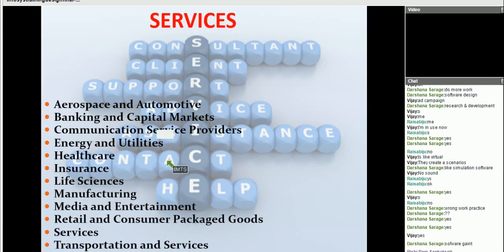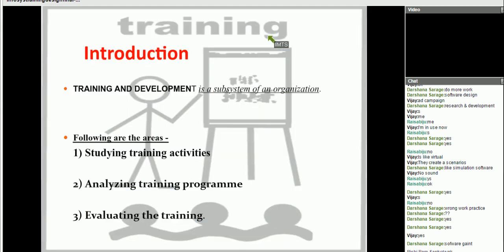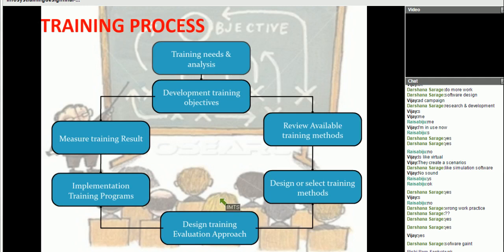It provides services. You can see so many are there. So many areas in which it operates. Now, how is the training done? It is a subsystem of the organization in a big company like Infosys. Studying training activities, analyzing training programs, and evaluating the training. Like these are the steps to training.